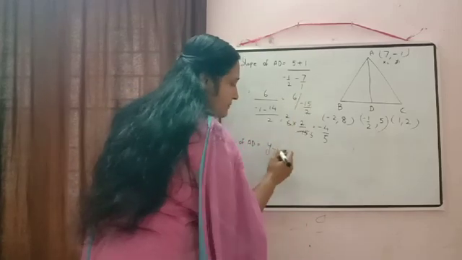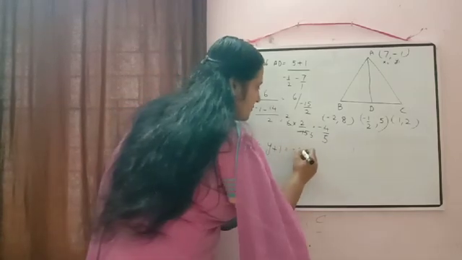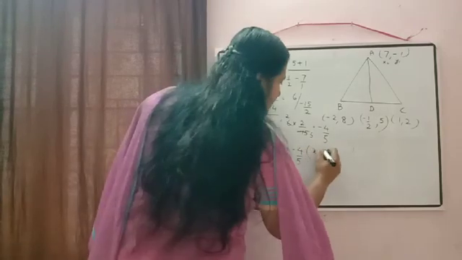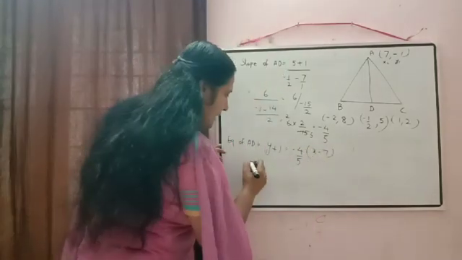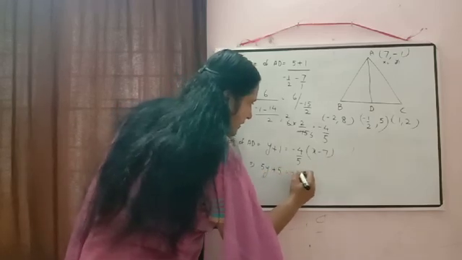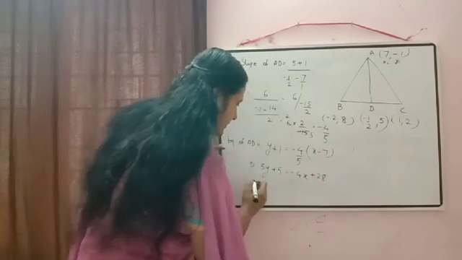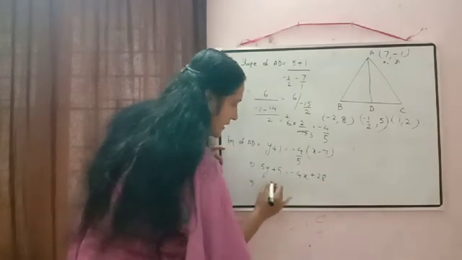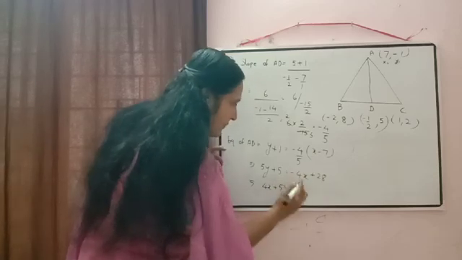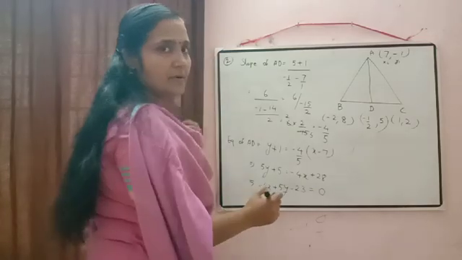y1 we have taken as minus 1. So minus into minus plus. Y plus 1 is equal to slope minus 4 by 5 into x minus x1, x minus 7. Again cross multiplication. 5y plus 5 is equal to minus 4x plus 28. Shift all the expression to one side. Then we will get here 4x plus 5y, 5 minus 28 will give you minus 23 is equal to 0.